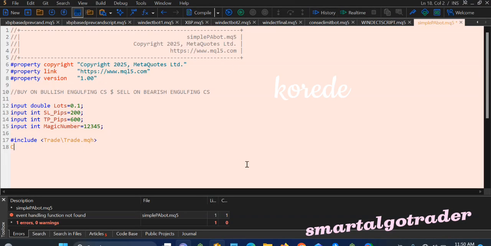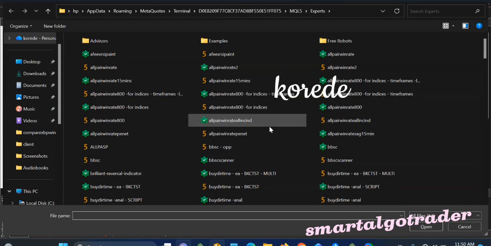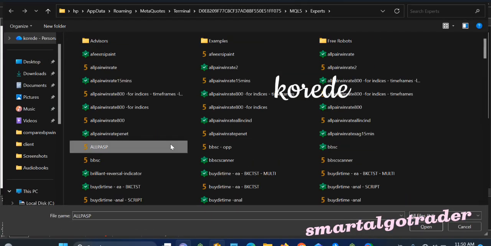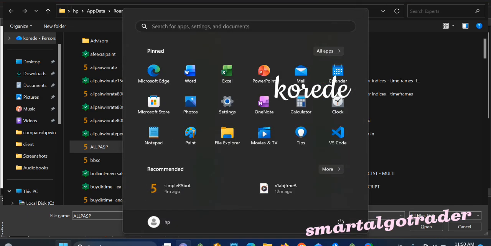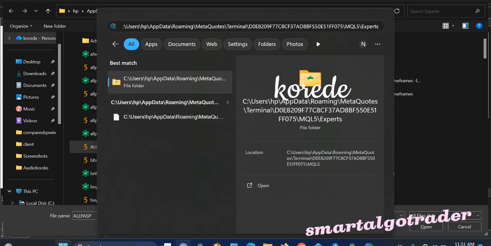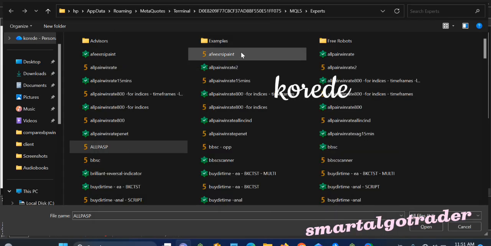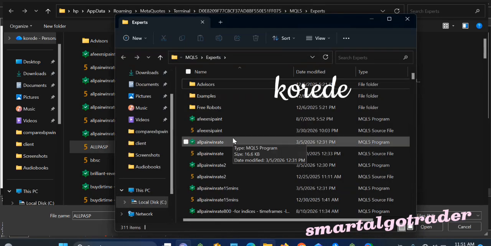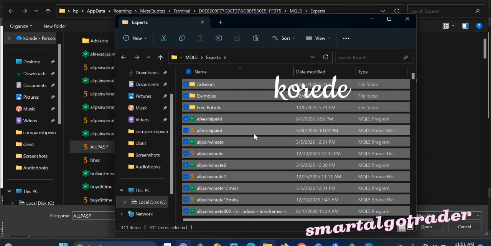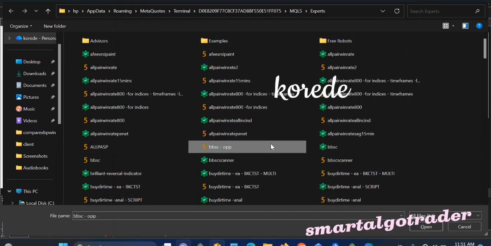Another thing I want to show you is this. Look at this, a lot of trading bots here. I'm the owner of all. If I copy this with Control C and go to my file explorer, let's see how many these are. 311 trading bots just for me, and I still have some that are not on this place. Let me go back to what I'm doing.